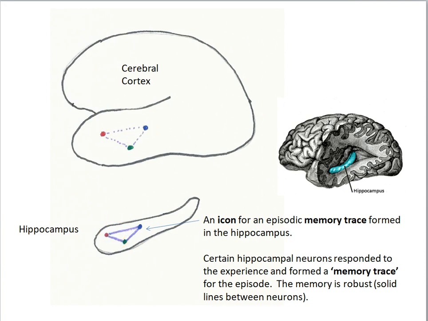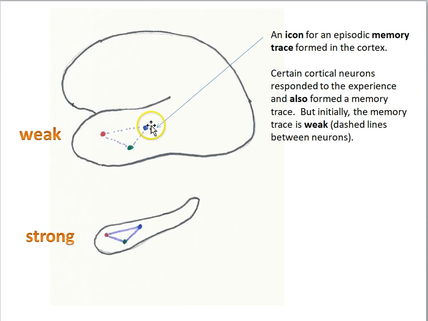Now we'll focus up here in the cortex. Notice up here in the cortex, we also have some cortical neurons that responded to the experience. Now, in reality, it would be visual neurons and touch neurons and hearing neurons. We're just going to let this be the icon for the cortical memory trace. And notice there are dashed lines between these brain cells. This will indicate that this memory trace is weak initially. So the idea here is that during a learning event, the hippocampus makes a strong memory trace, integrating all the information from that event. And the cortex, of course, was processing all that information. After all, it sent it to the hippocampus, but the memory trace in the cortex is weak.